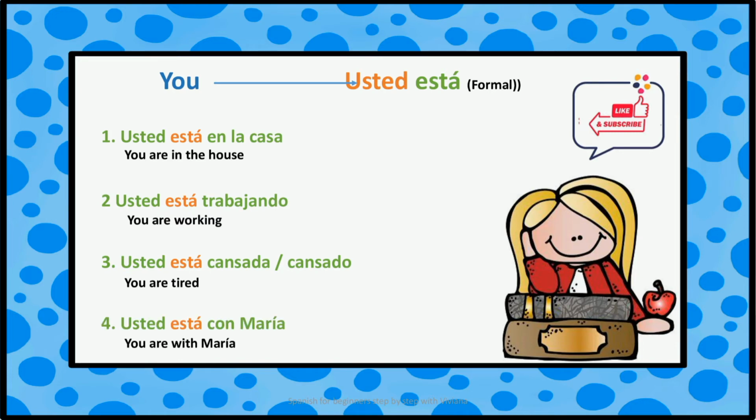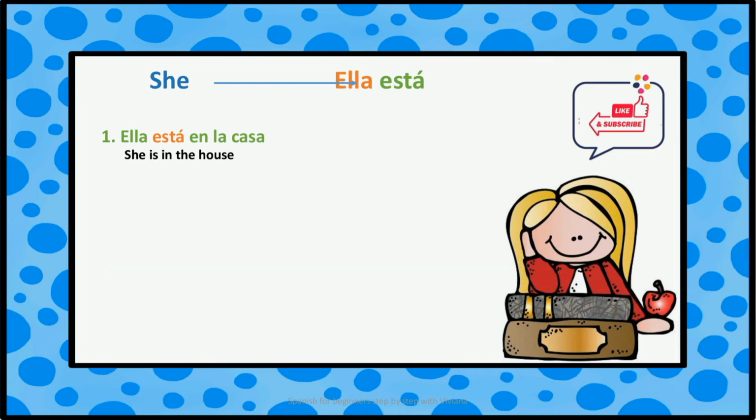Usted está con María. You are with María. You use usted está because you are talking about with who you are. The personal pronoun she in Spanish is ella. The conjugation is ella está.